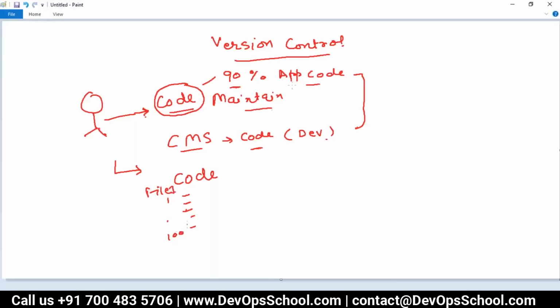And now at the end of the day, or at a certain point, he thinks that this code is to be maintained. Maintained means I want to create a version of this. So my version 1, which has 1 to 100 lines of code, which he has written. Now tomorrow he comes and he thinks that out of this 100 lines of code, I need to modify 25 lines.